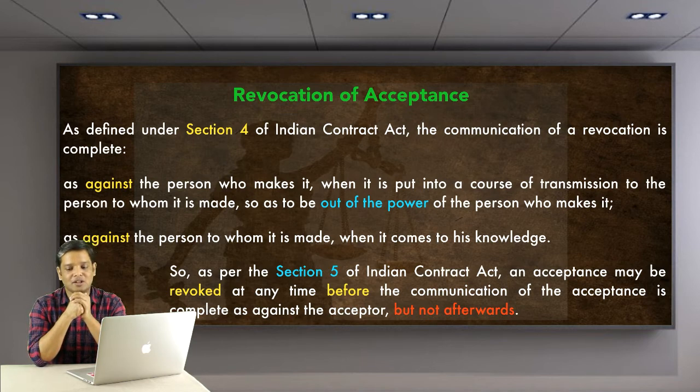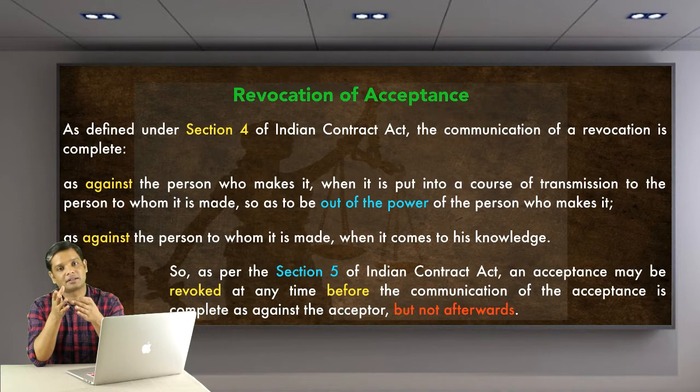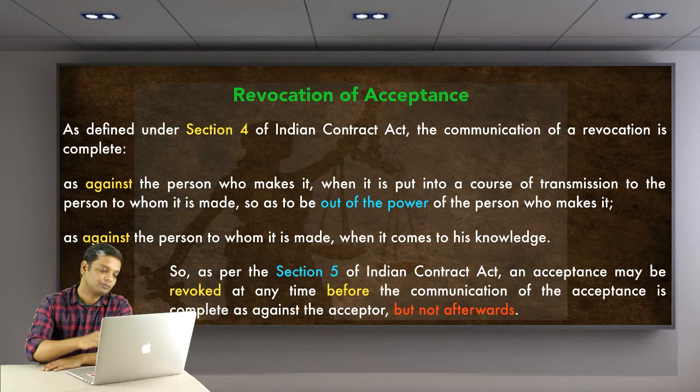Once you proposed something and the person whom you proposed to accepted, and that message is delivered to you, it is no more in his capacity to revoke that. But until you receive his reply, in the meantime, he can revoke that. So this is the revocation process and provision.